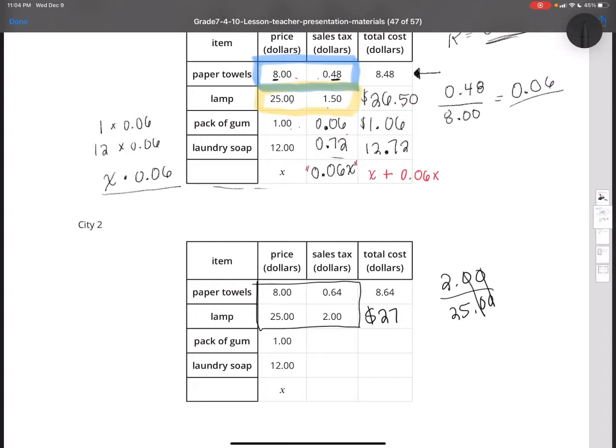I can scratch out those zeros. And keep in mind that I'm using a calculator, which is going to be 0.08. Okay. So the tax rate for city 2 is 8%.